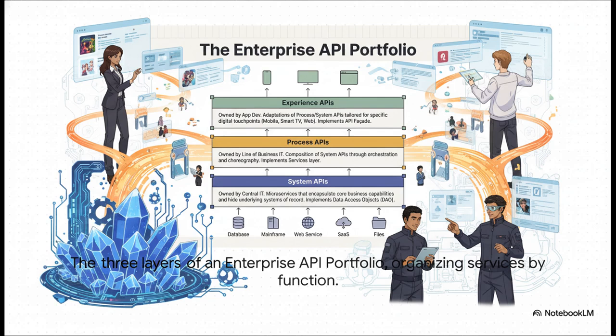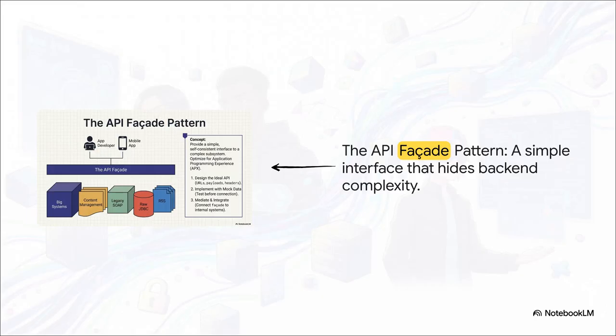Down at the bottom, you've got your system APIs. These are the heavy lifters, talking directly to your core databases. Then, in the middle, you have process APIs. They're like the middle managers, orchestrating business logic, like check inventory and then place the order. And right at the top are the experience APIs. They're the public face, tailoring the data perfectly for whatever's asking for it, whether it's a mobile app or a website.